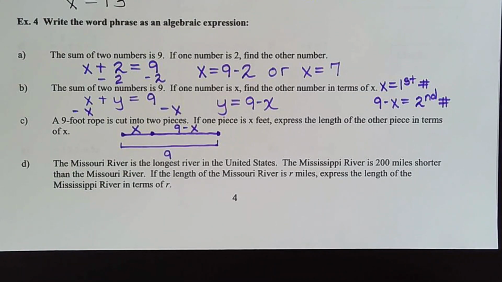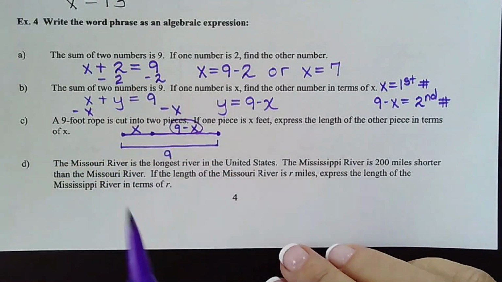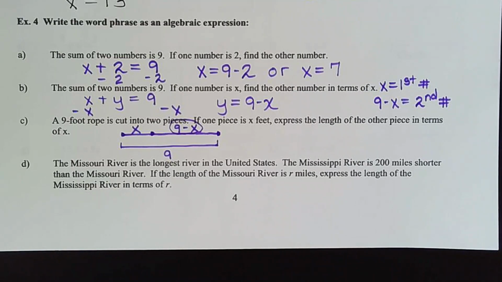Express the length of the other piece in terms of x. Yes, so that would be your answer right there. Okay, we're going to use the same thing on this next one.